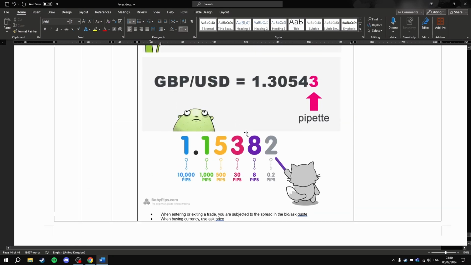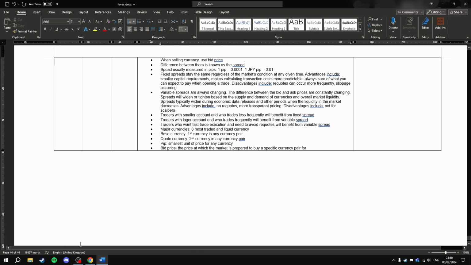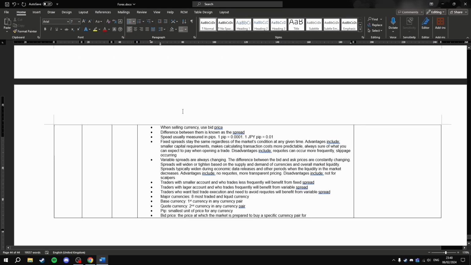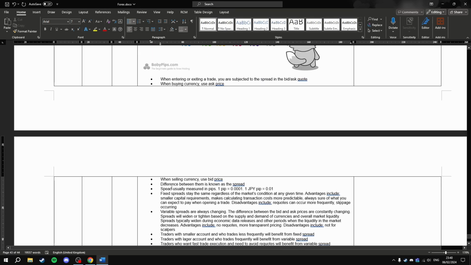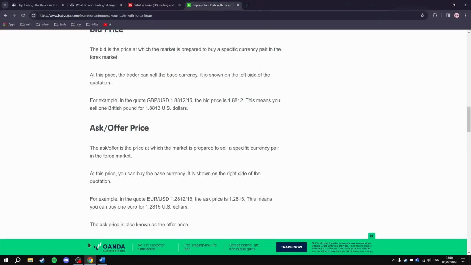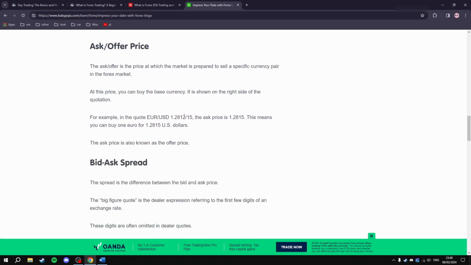The bid price is when you sell. The bid price is that. This means you sell £1 for 1.8812.